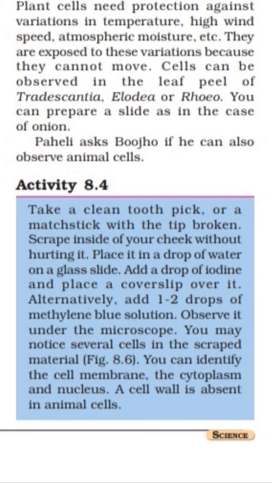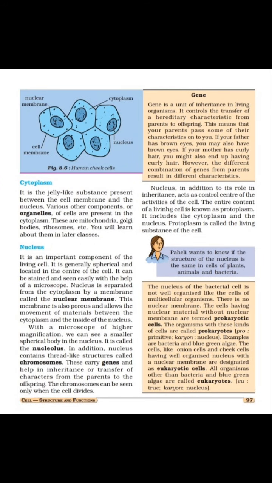Alternatively, add 1 or 2 drops of methylene blue solution, which we already used in activity 8.3, and observe it under the microscope. You may notice several cells in the scraped material, and you can identify the cell membrane, the cytoplasm and the nucleus that we observed in the plant cell. But here the cell wall is absent in the animal cell.